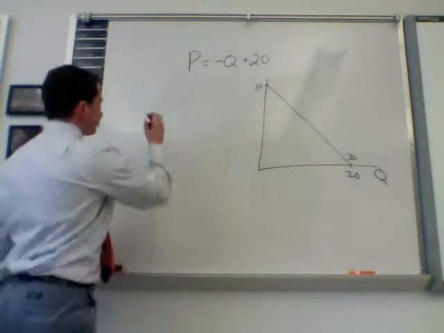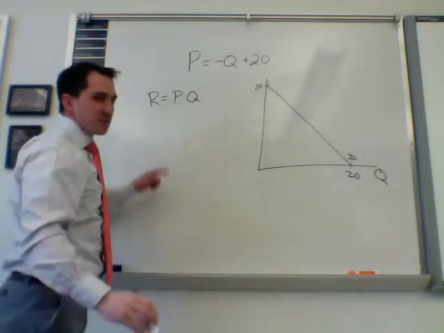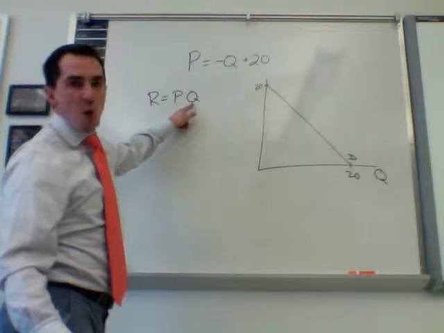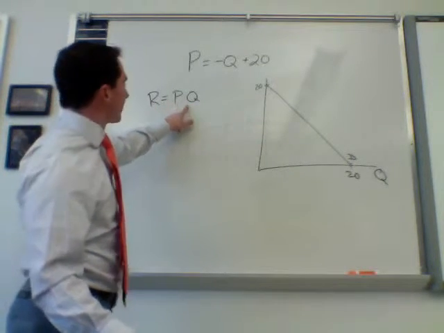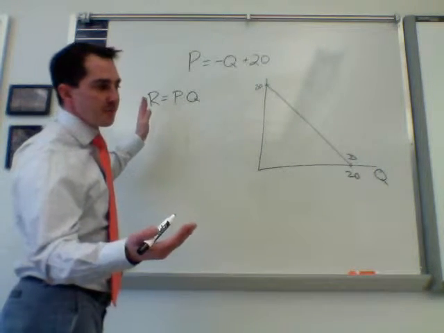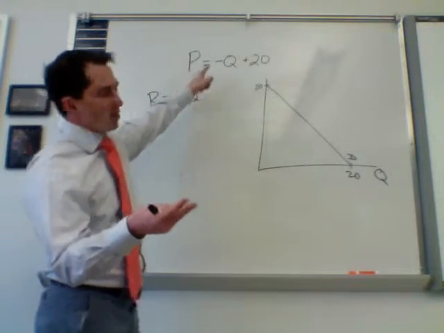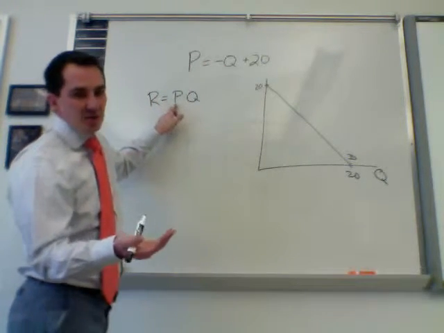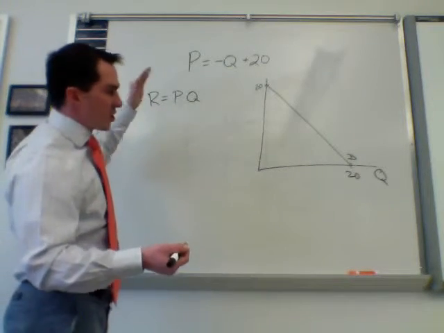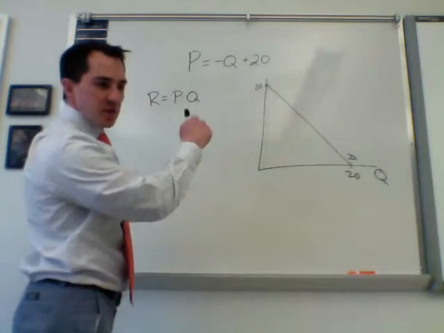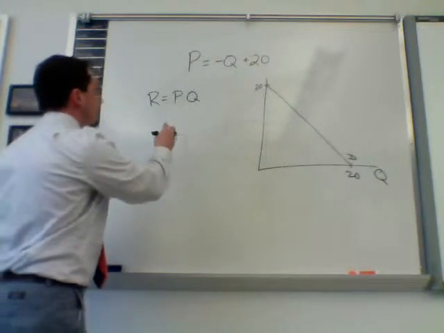Remember that revenue is the price you sell something for times the quantity. So if I charge $19 and sell one thing, my revenue would be $19. If I sell 2 things, and if I look up here, I would have to charge $18 to sell 2 things, I would have $36 of revenue. If you look at the last video, we can measure each of those changes in revenue by looking at the marginal revenue. But where does that come from?